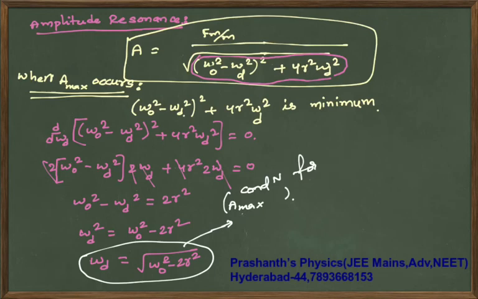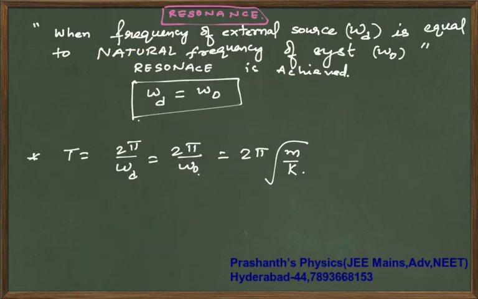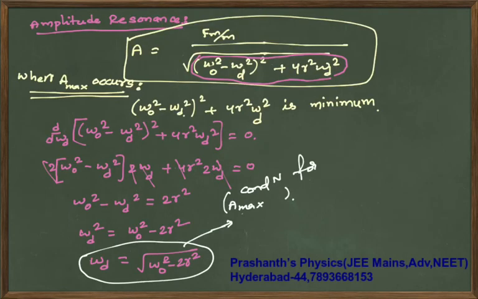But resonance in general will talk of frequency. In frequency resonance, omega d is equal to omega naught. And in amplitude resonance, the amplitude is maximum. So in this case, what is the condition? This is the condition. How much is the A max value? Substitute this back to get the final value.